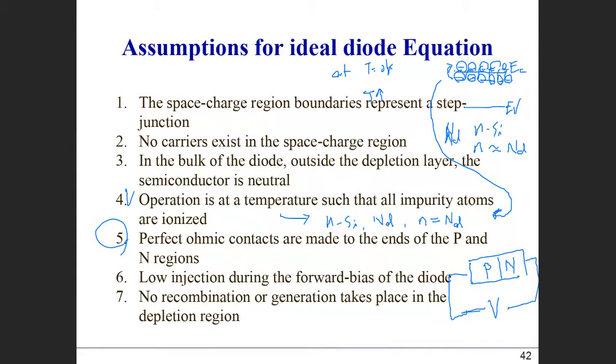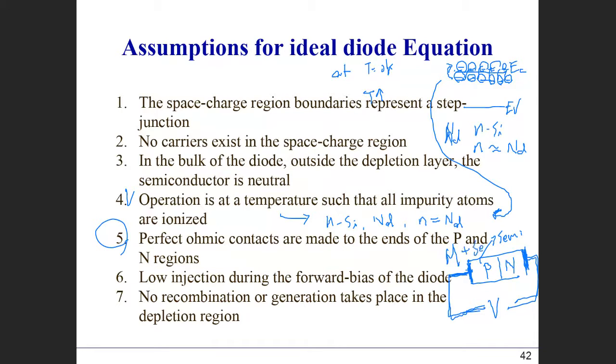Now, when you apply the bias, typically you have, let's say, a battery or power supply with an electrical metal contact to this p-n diode. The p-n diode is a semiconductor, and then you have some metal connected to this edge of the p-n junction diode to form this circuit.